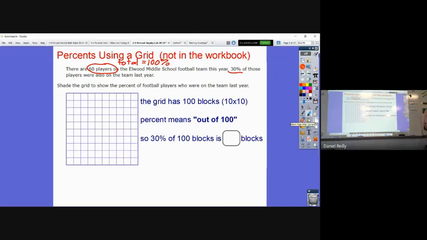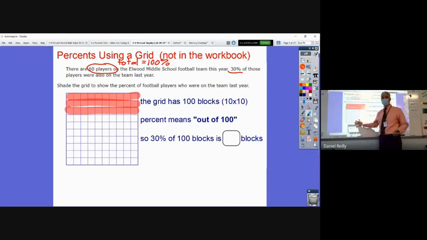Alicia? Three rows across like this? 3 of these, that's 30 blocks out of 100 shaded in. That's correct. Or you could do it this way also. You do 3 columns, because each one is worth 10, whichever direction you go in, right? So I've shaded 30% of this. That's the representation of 30%, 30 out of the 100, okay?